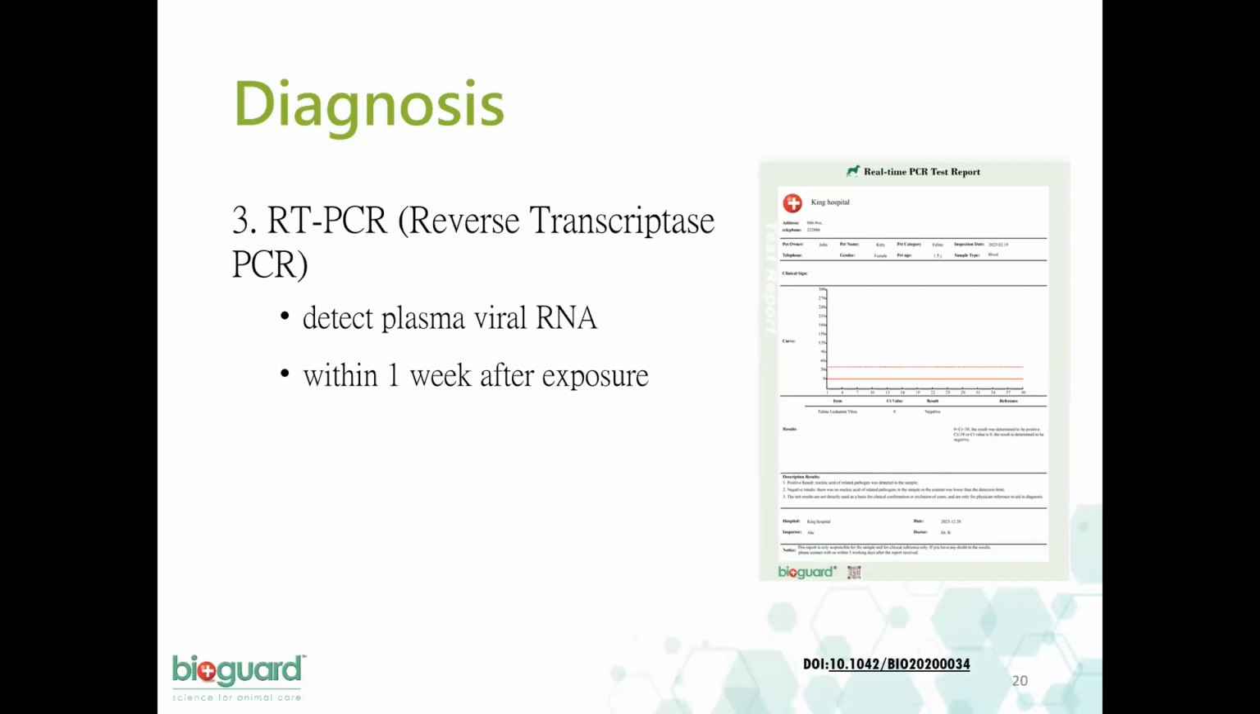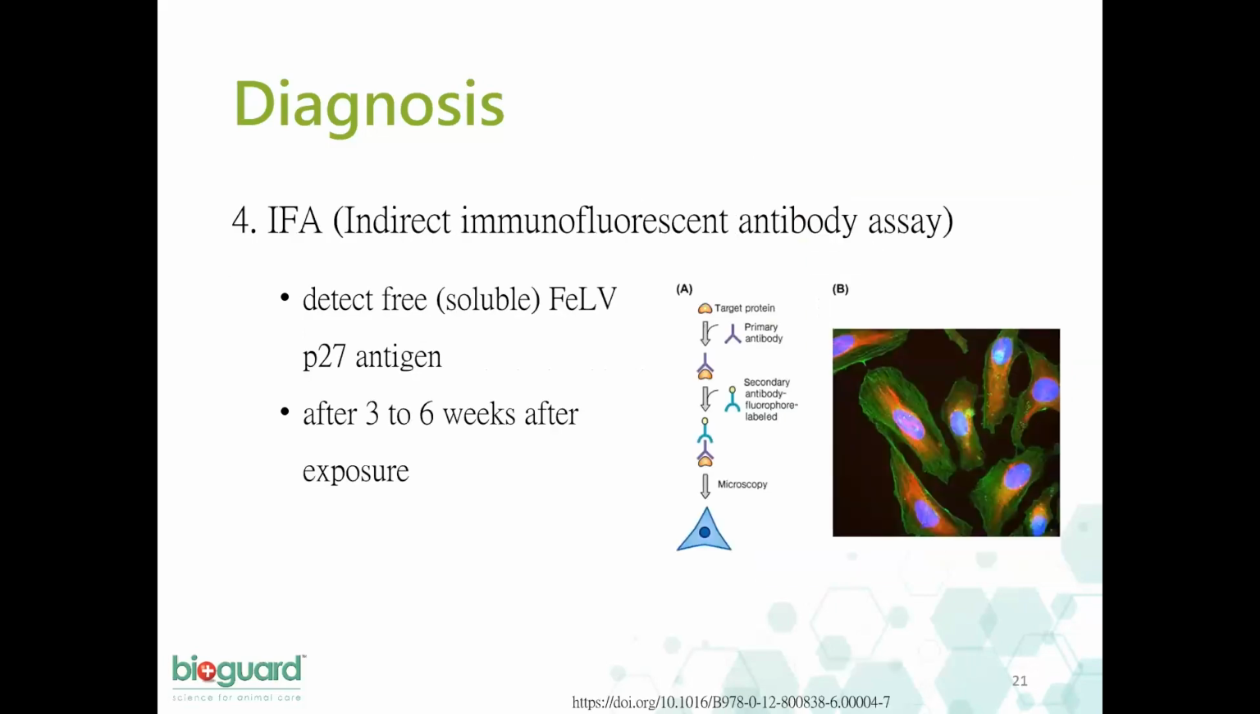So next is the IFA, or the indirect immunofluorescent antibody assay. These tests are used to detect the free soluble FeLV P27 antigen, or the virus core protein, usually after 3 to 6 weeks.